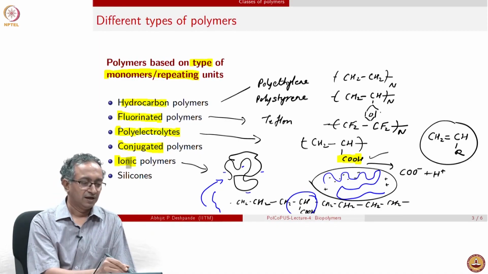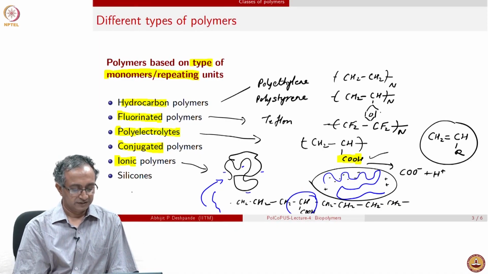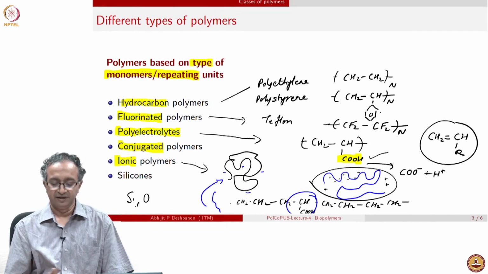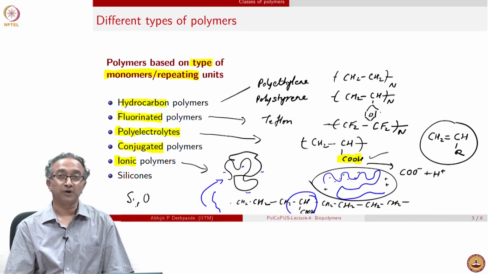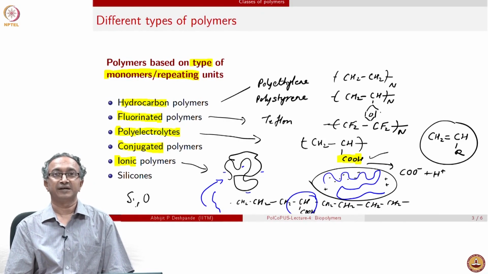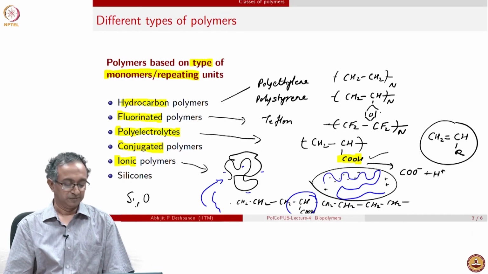And silicones are polymers where silicon and oxygen, as opposed to carbon, hydrogen or fluorine, some of the examples that we have seen. So we have also very important rubbers and many other applications where silicones are used. And so this is one way of classifying polymers and thinking about different types of polymers.